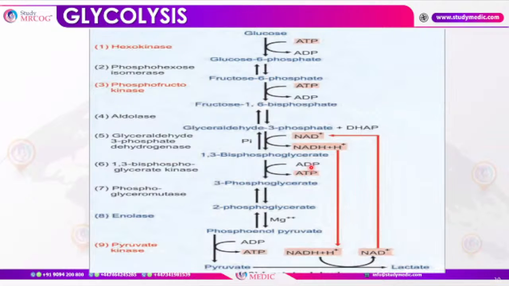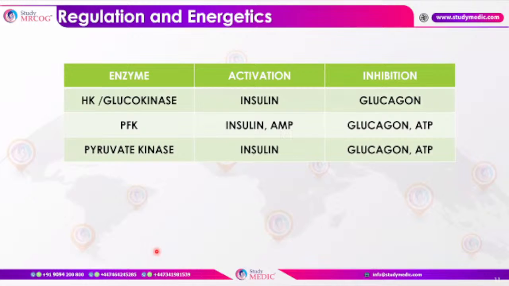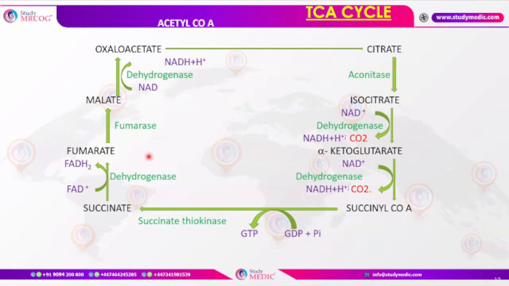One more important thing: for the production of ATP in the cell, 1,3-bisphosphoglycerate kinase and pyruvate kinase are helping. These are the 2 examples of substrate level phosphorylation. Now this glycolysis is under good regulation: it is activated by insulin, whereas it is inhibited by glucagon or excess availability of ATP. They will be inhibiting the 3 key enzymes: hexokinase, phosphofructokinase, and pyruvate kinase. Now, once that pyruvate is converted to acetyl-CoA, pyruvate dehydrogenase is the one which converts it to acetyl-CoA.